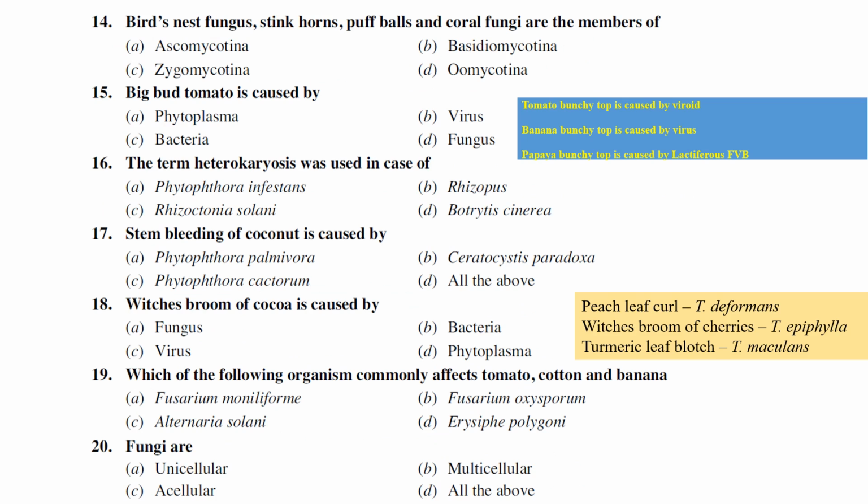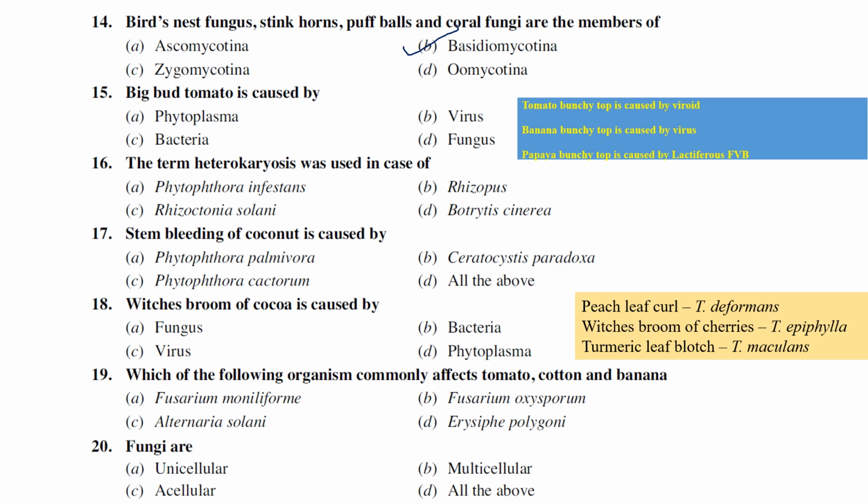The next one is: bird's nest fungi, stinkhorns, puffballs, coral fungi are members of Ascomycota, Basidiomycota, Zygomycota, Oomycota. The majority of mushrooms come under Basidiomycota, but a few mushrooms also come under Ascomycota. But bird's nest fungi, stinkhorns, and all the other fungi come under the Basidiomycota group of fungi. Probably Basidiomycota, maybe Basidiomycota only.